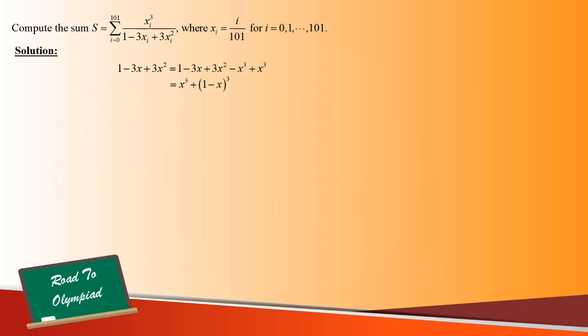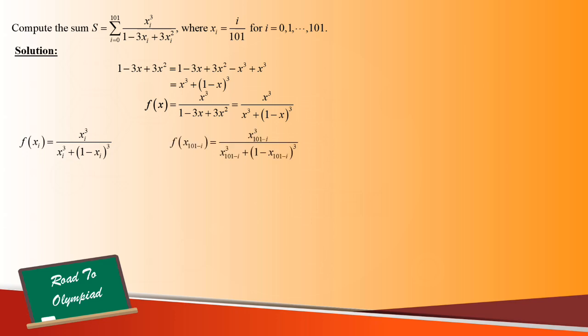Now, let f(x) be equal to x cubed over 1 minus 3x plus 3x squared. By using the equation we obtained just now, we can rewrite f(x) as x cubed over x cubed minus (1 minus x) the whole thing cubed. Then, we have f(x_i) is equal to this one, and f(x_{101-i}) is equal to this one.